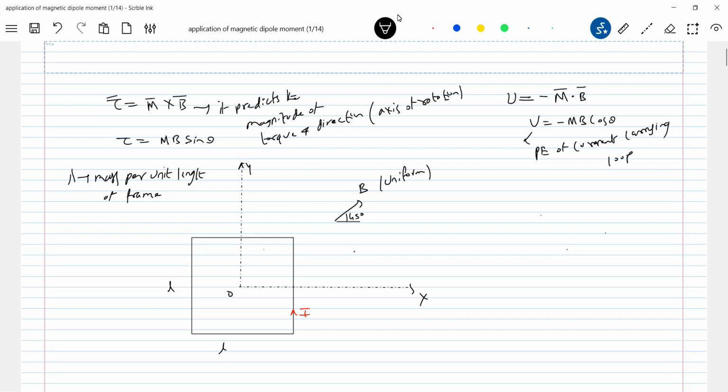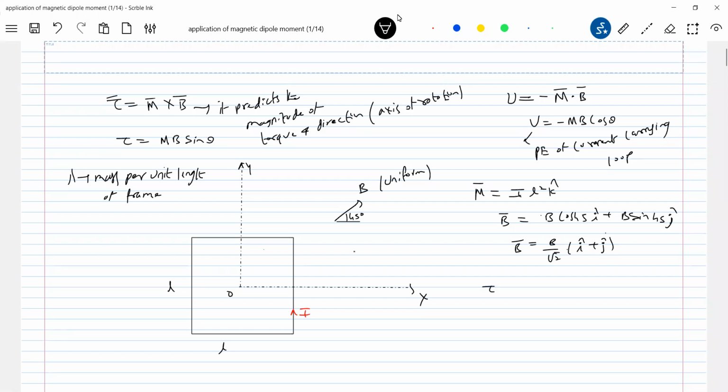Shall we do one thing? Shall we calculate the force acting on the individual arm, then calculate the torque, or shall we directly take the formula? So according to this, what is the dipole moment? Current I into L square K cap, out of the plane. B bar equals B cos 45 I cap plus B sin 45 J cap. This will be B by root 2 times I cap plus J cap.